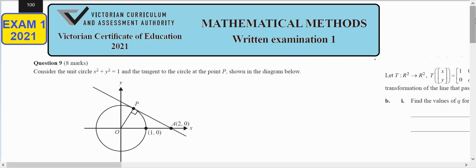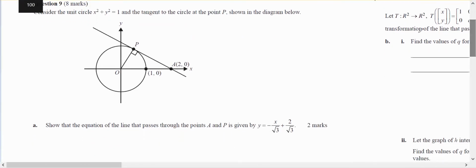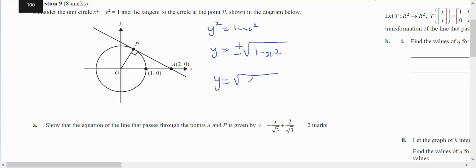Okay, question number 9. We have a unit circle. The unit circle will have the equation y squared equals 1 minus x squared, y equals plus or minus the square root of 1 minus x squared. And since P is always going to be up here for this question, I'm going to consider only the positive square root, so the positive semicircle.